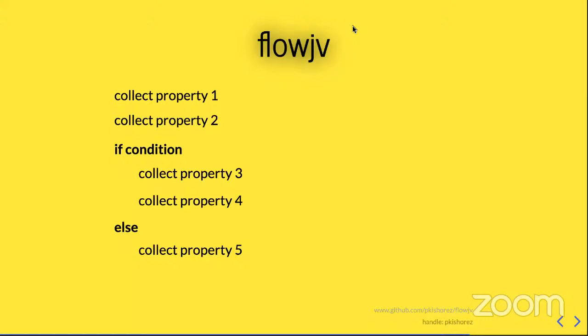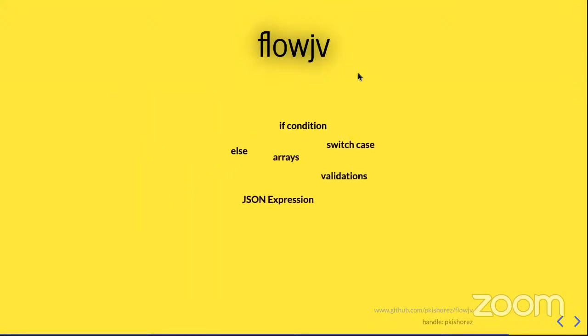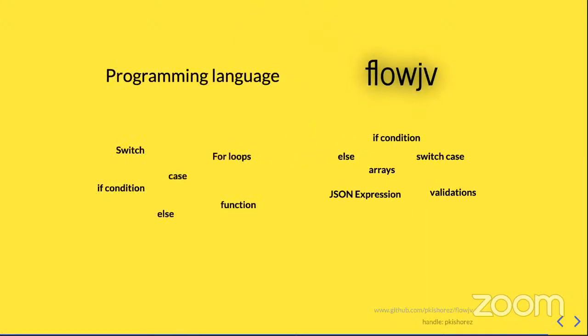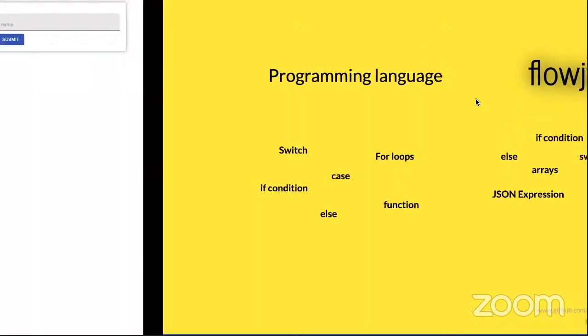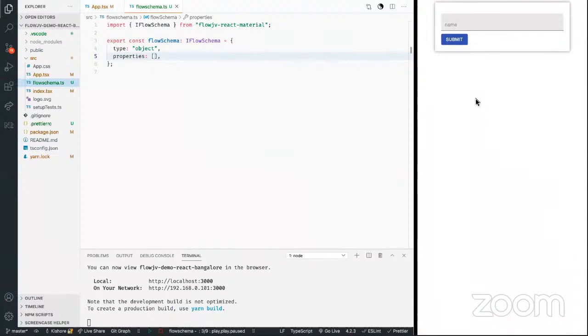So just like in a programming language, we've got different semantics in FlowJV. Like if conditionals, switch cases, validations, arrays, and there is something called JSON expression. The way I look at FlowJV is just like a programming language alternative to data collection and validation. So let me quickly show you what exactly I mean when I say it's just like another programming language.